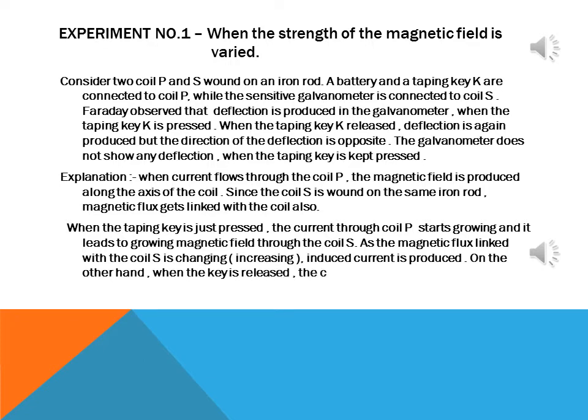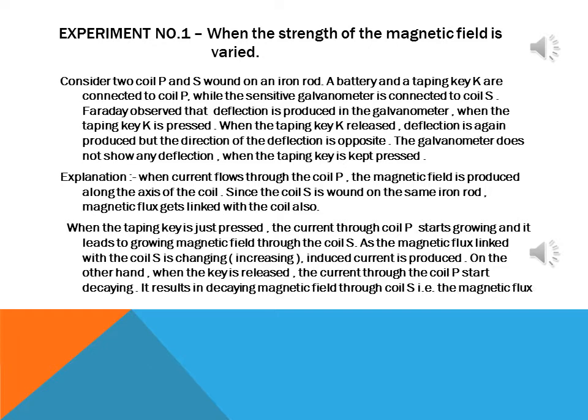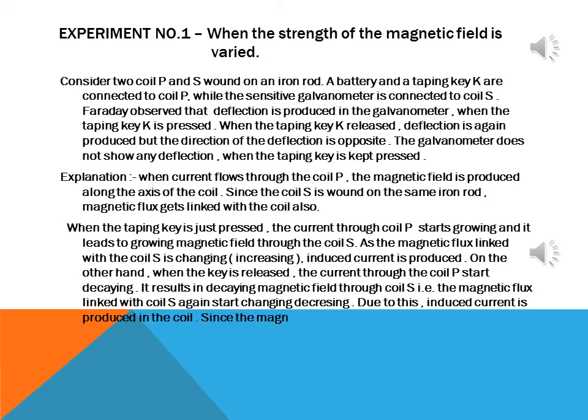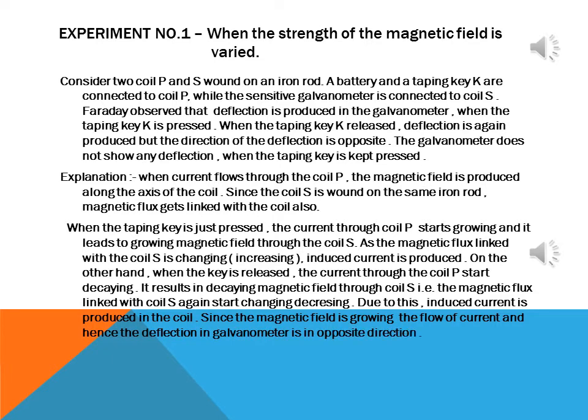On the other hand, when the key is released, the current through the coil P starts to decay. It results in a decaying magnetic field through the coil S, that is, the magnetic flux linked with the coil S again starts changing, or decreasing. Due to this, an induced current is produced in the coil. Since the magnetic field is now decaying, the current flows in the opposite direction, and hence the deflection of the galvanometer is in the opposite direction.